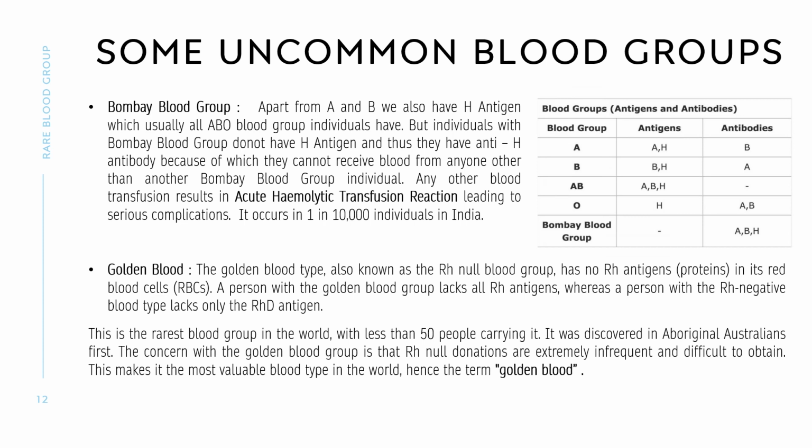Now then we have another thing which is called the golden blood. Golden blood is Rh null blood type, which means that this person does not have any of the Rh antigens.